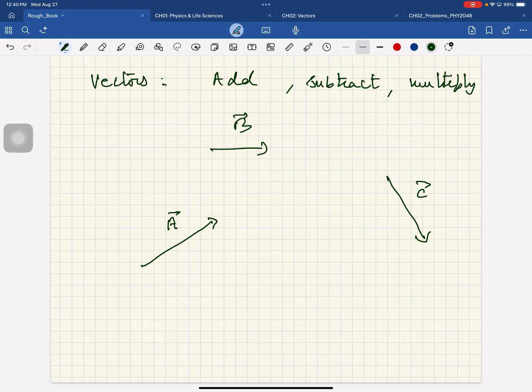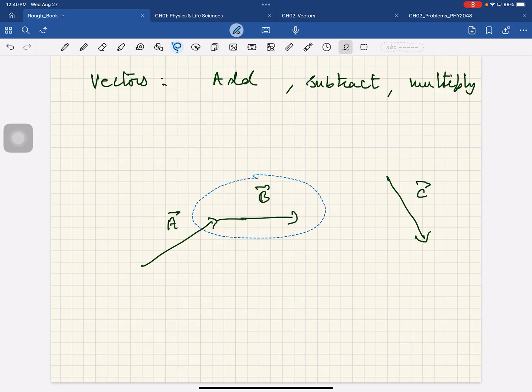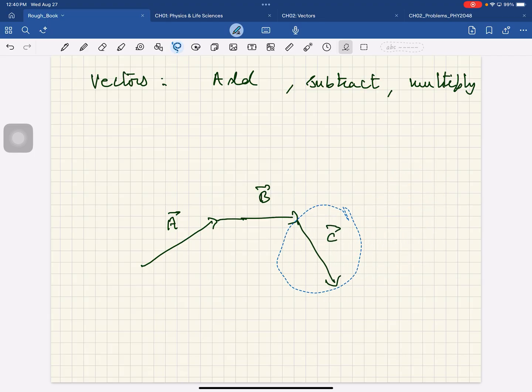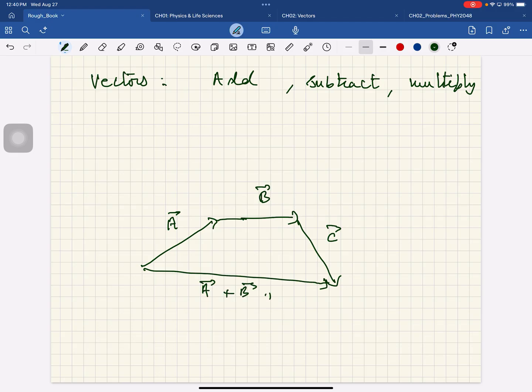Any guesses on how you would add three vectors? Make it a different shape, or make it 3D. Add the third one to the tail of the second one. Very good, my friend. There you go. See, that's the nice thing about science. It's very logical. Once you do that, there's A plus B plus C.